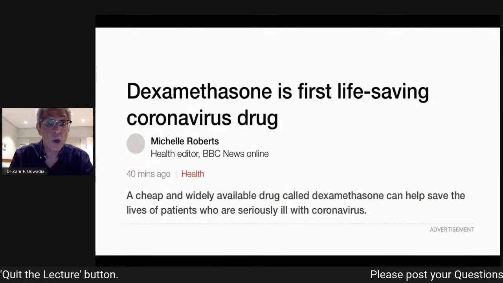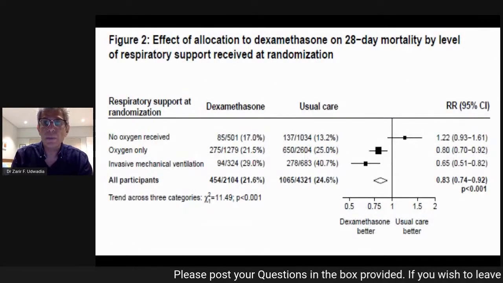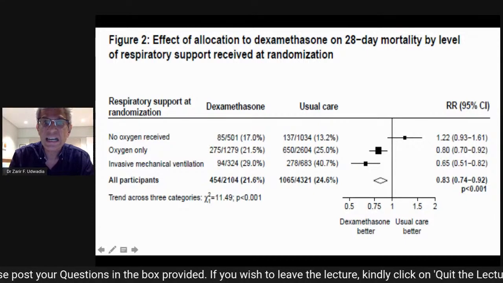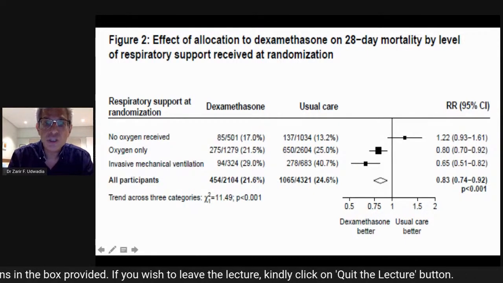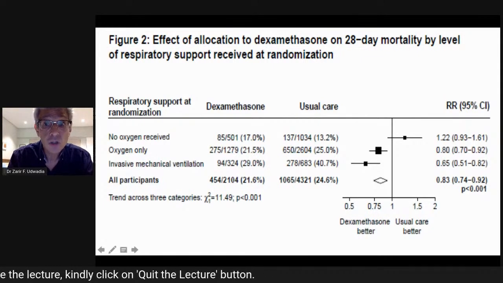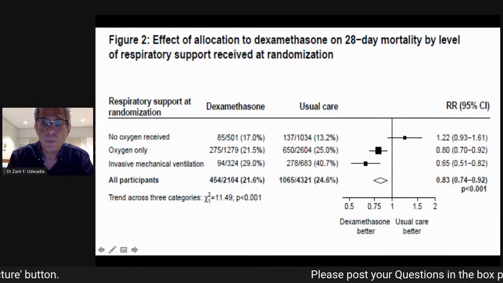It's the first and only life-saving coronavirus drug. It's cheap and widely available. These are called forest plots, and you can see the diamond of significance clearly favors the use of dexamethasone across most, but not all categories. And this is a very, very important proviso I need to bring up.